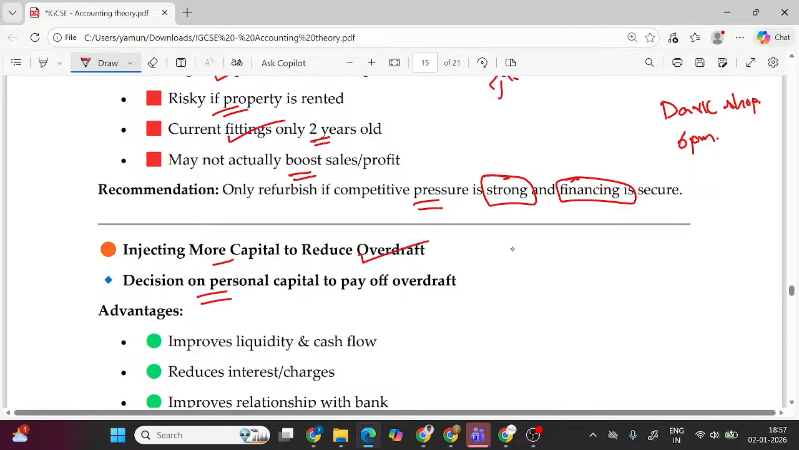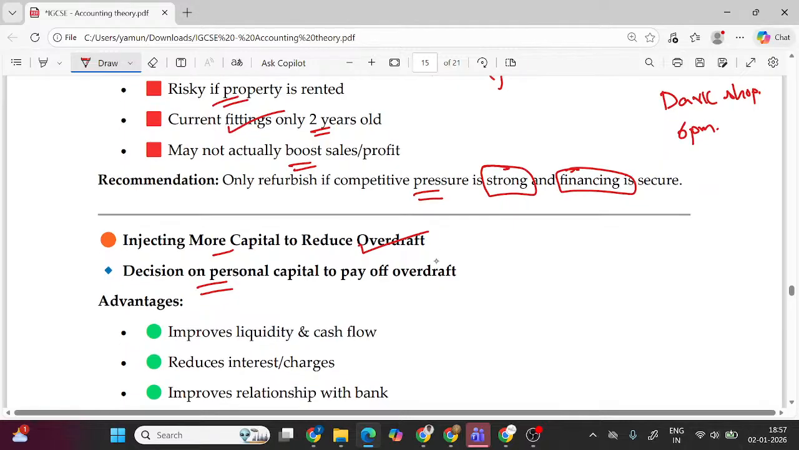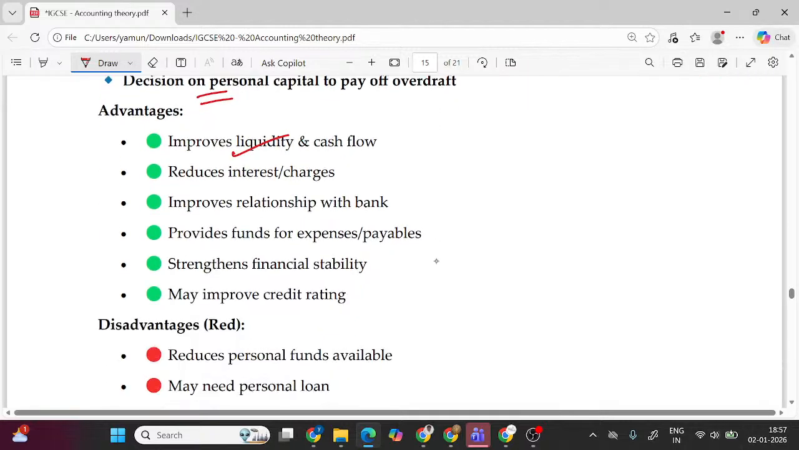A decision on personal capital to pay off overdraft. What are the advantages? Improves liquidity, obviously. Obviously, the cash flow is increased. Reduces interest and charges. Improves relationship with the bank. The bank manager will come, he will give the OD and go. Right? Provides funds for expenses or payables, strengthens financial stability, and may improve credit rating.